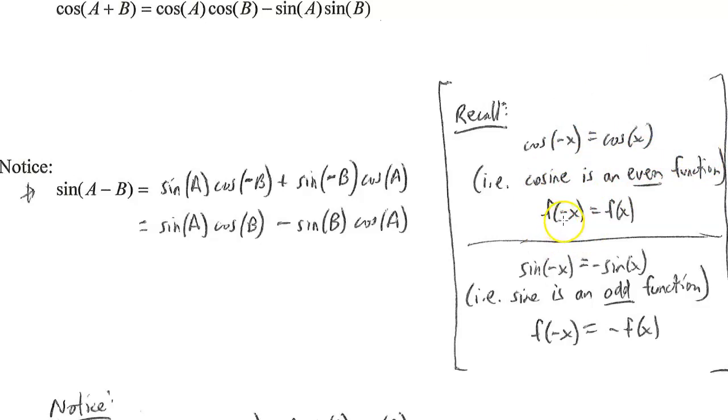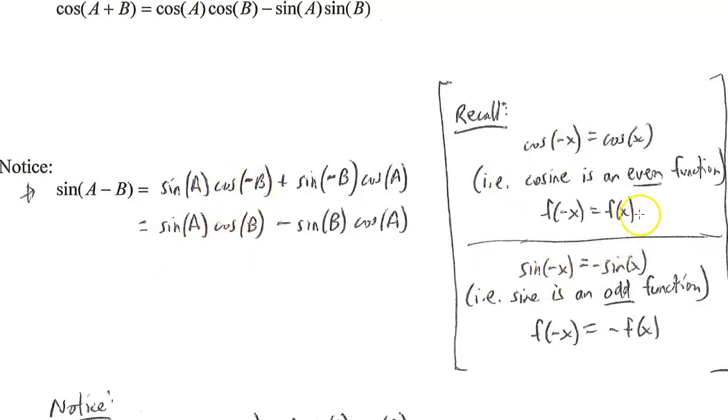A function's even if f of negative x equals f of x. For example, the absolute value of x is an even function. Notice its graph, that little v, is symmetric with respect to the y-axis. The y-axis is kind of like a mirror for the left side and the right side. Same thing with x squared: if f of x is x squared, it has the property that f of negative x equals f of x. And again, x squared is symmetric with respect to the y-axis. So cosine's an even function, and cosine of negative b is the same thing as cosine of b.